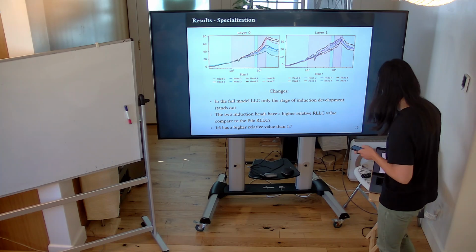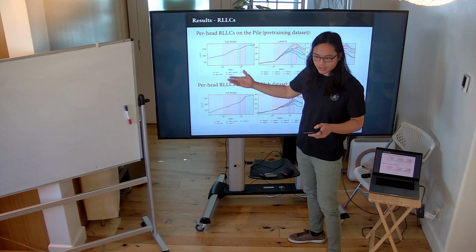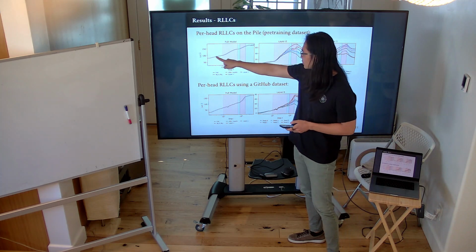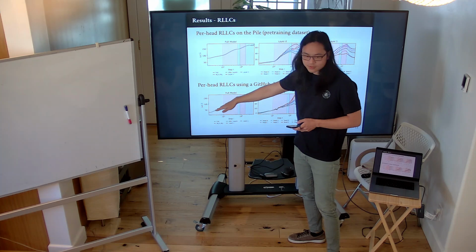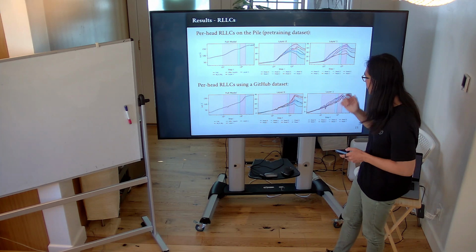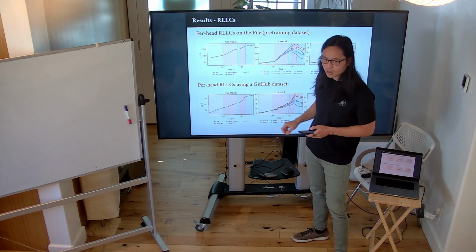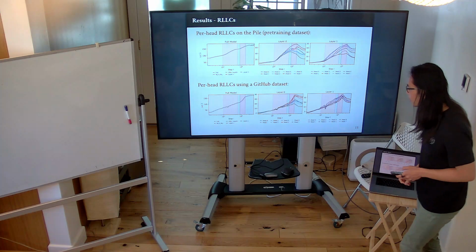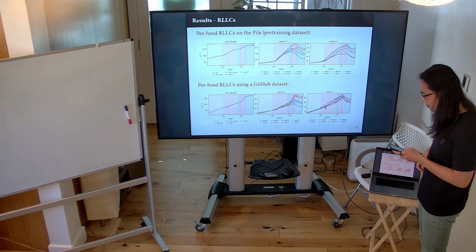Okay, so sorry, let me go back one more time. Looking at the full model LLCs, there's already something interesting happening here. You can see a flat region that distinguishes these two stages. But in this case, it smooths out so you can't really distinguish the early stages anymore. Then there is a really noticeable increase in the stage where it starts learning to do induction. And we think this makes sense.